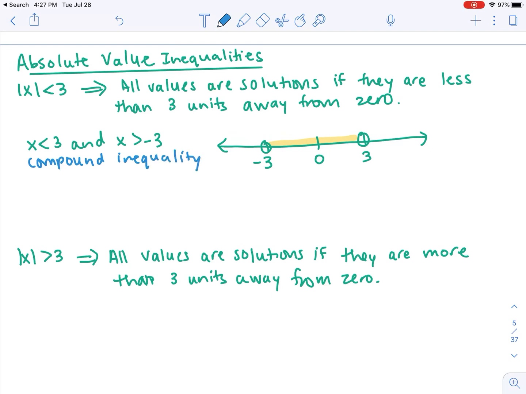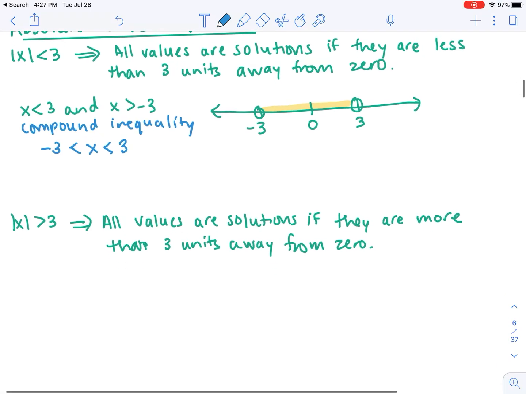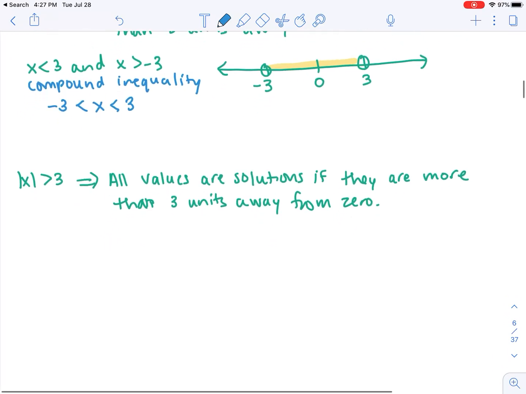A compound inequality is, instead of writing it as two separate inequalities, we write it as a single inequality with less than symbols on either side of x. On the right, you would have that x is less than 3, and at the same time, it's greater than negative 3. And that would represent all your solutions.